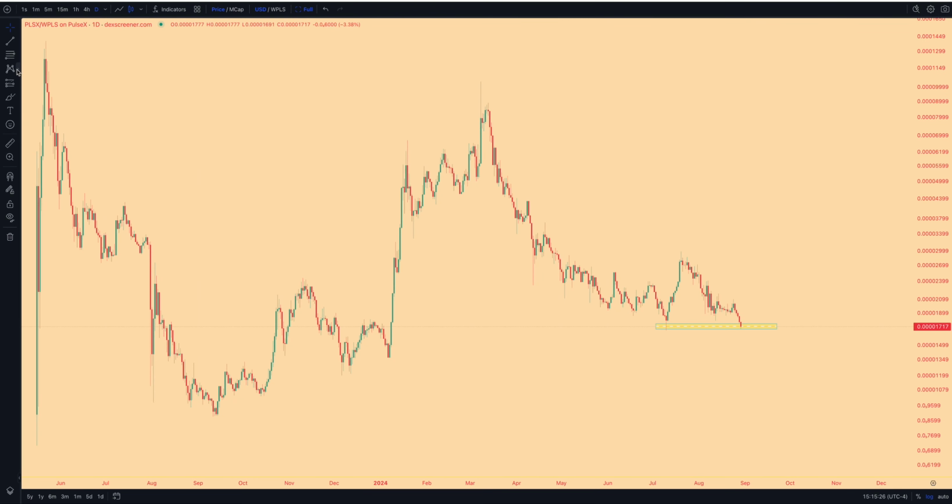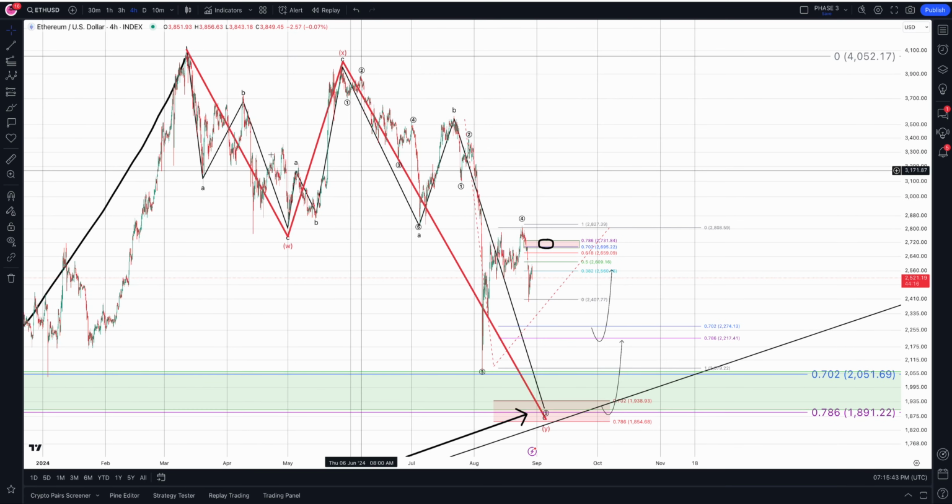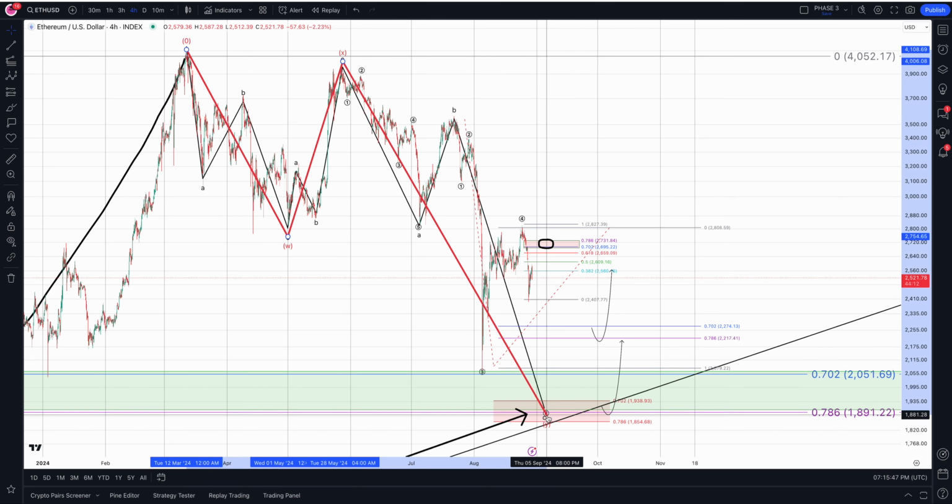Let's take a look at PulseX over here. And I'm very bullish on this coin, as most of you know. And I'm bullish on the whole ecosystem because investing in the ecosystem is kind of like investing on a leverage play of Ethereum, right? Now, when we take a look at Ethereum, it's likely going to go ahead and follow in its footsteps, right?